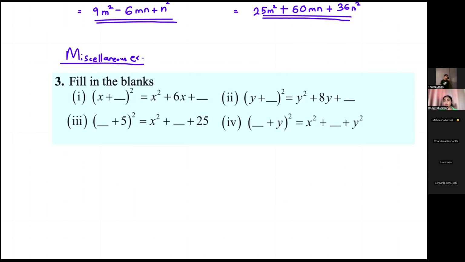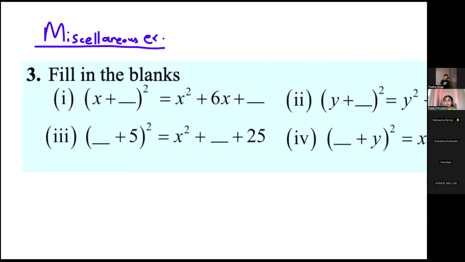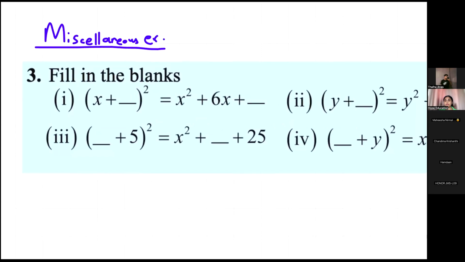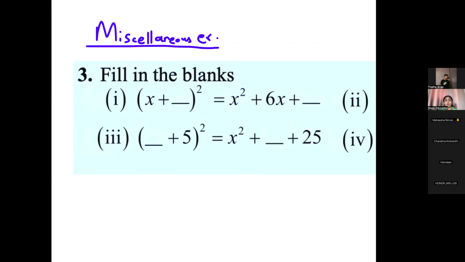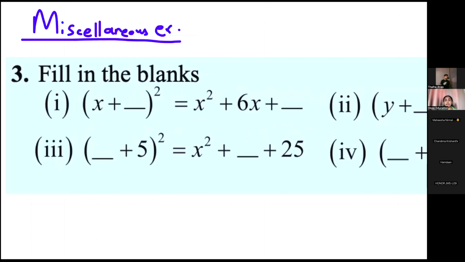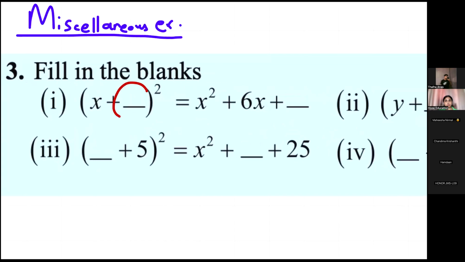Okay, did you all do this? Give me a thumbs up if you all finished this. Okay. Tell me what comes to the blank here. What comes to the blank here? 3. Okay, we'll see.